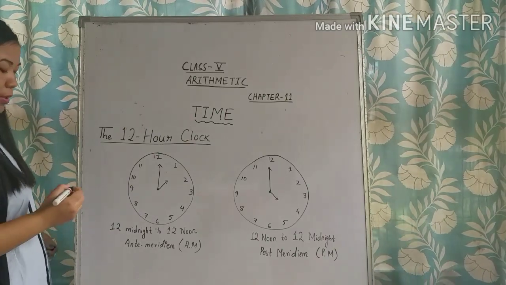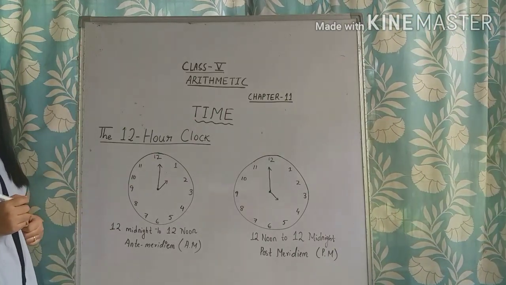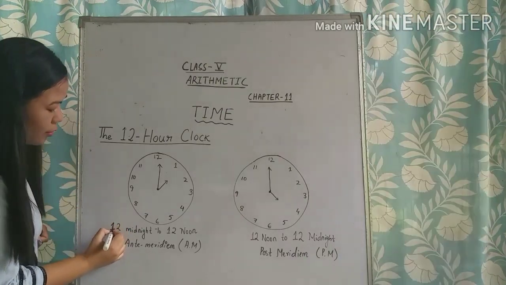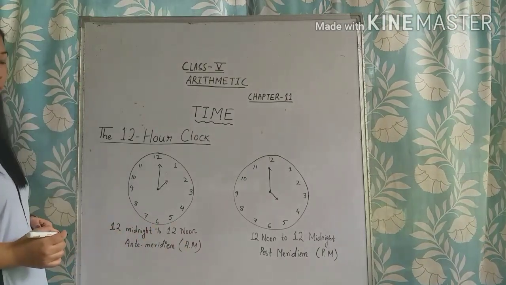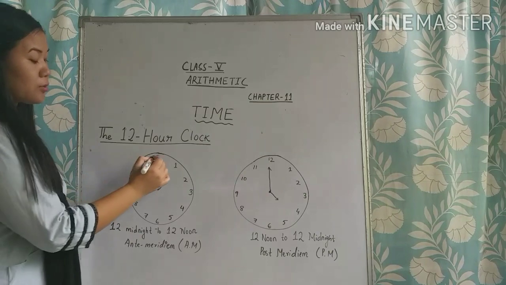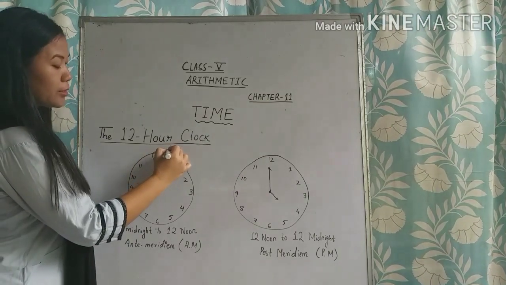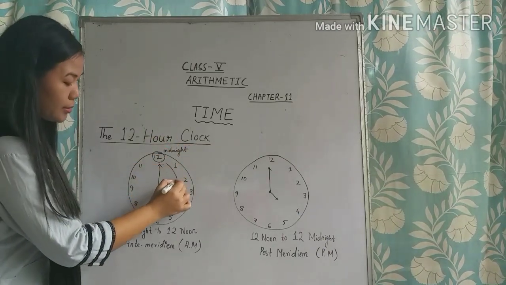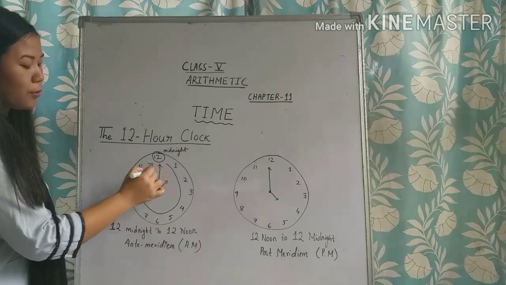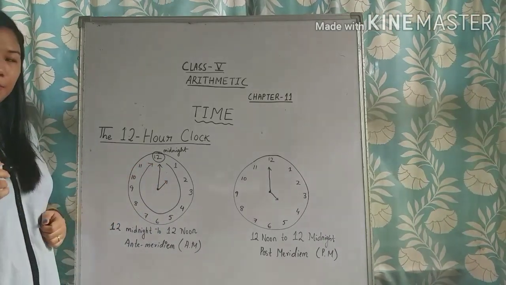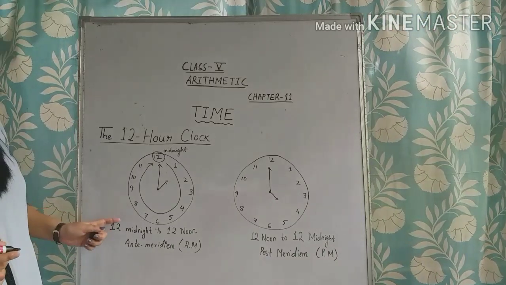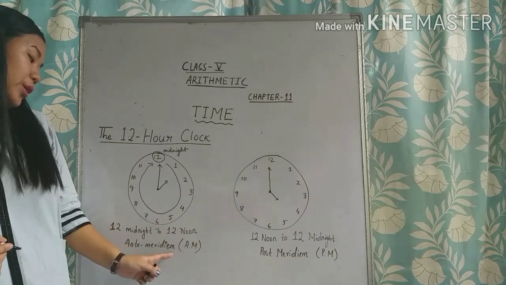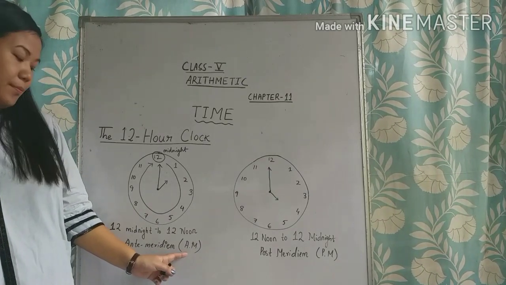Now the day is divided into 12-hour periods. The first period is from 12 midnight to 12 noon. Now the day starts from 12 midnight. So from 12 midnight to 12 noon, it is a 12-hour period. That period is known as anti-meridian, and we write anti-meridian as AM.